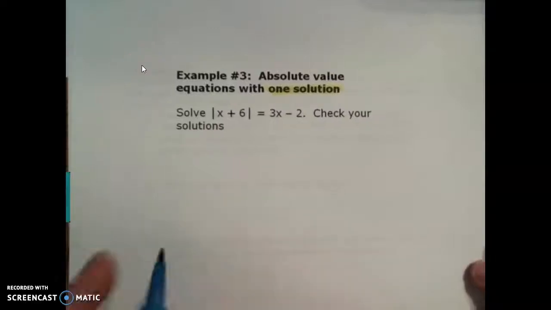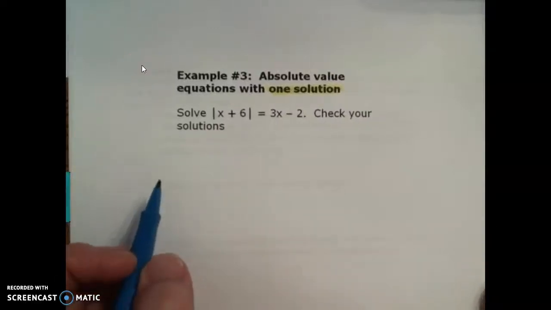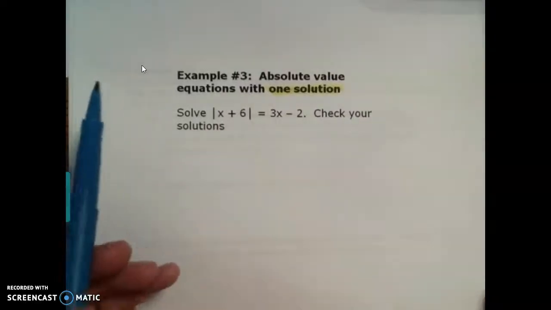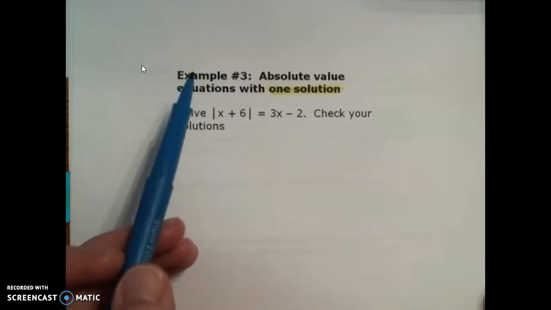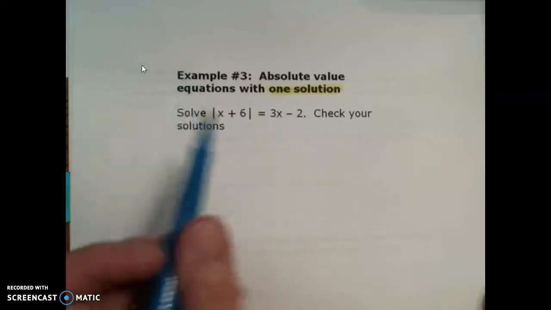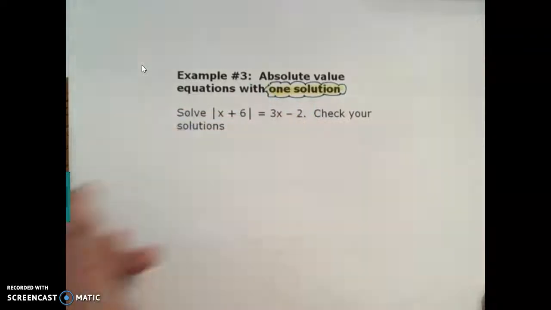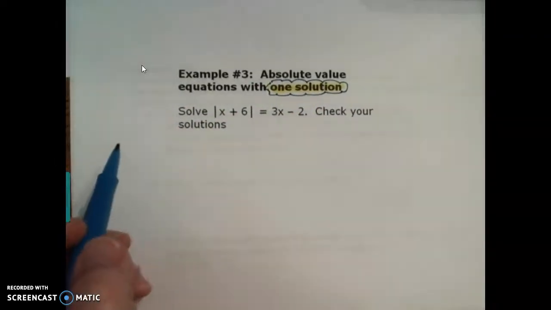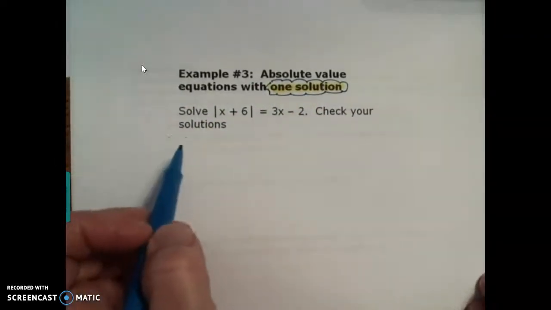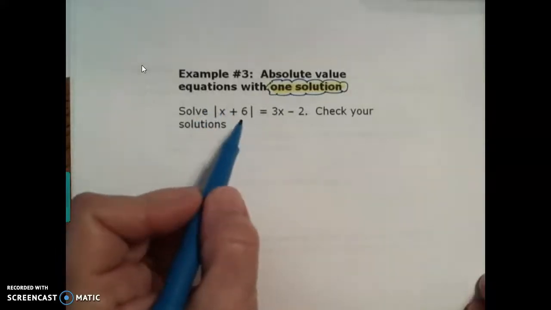Okay guys, we are back. If you will look, we have solved absolute value equations with 2 solutions, no solutions. Now we're going to solve absolute value equations with 1 solution. So it's the same process. We want to get our absolute value bars by themselves.